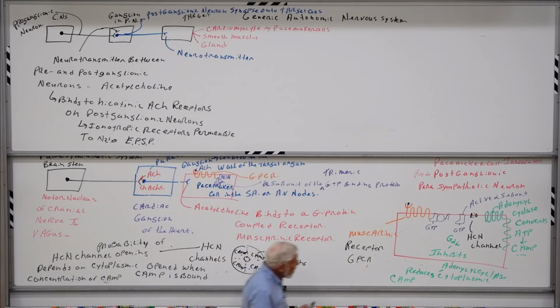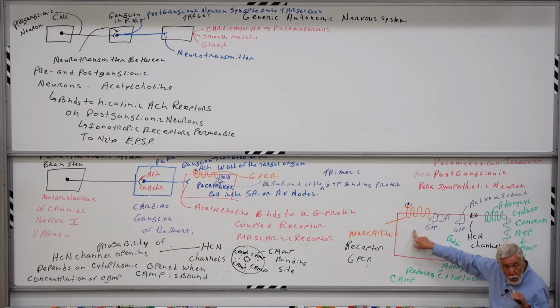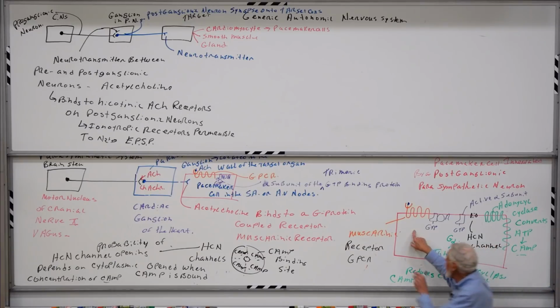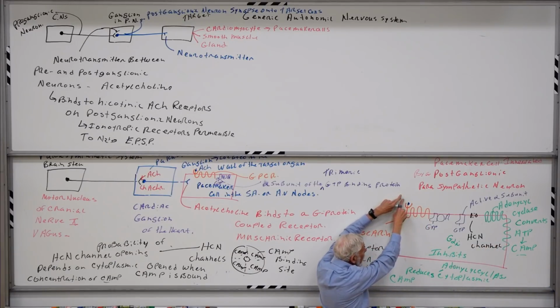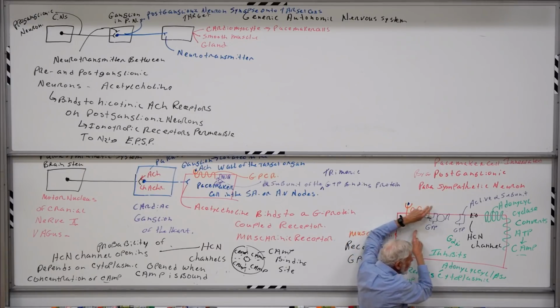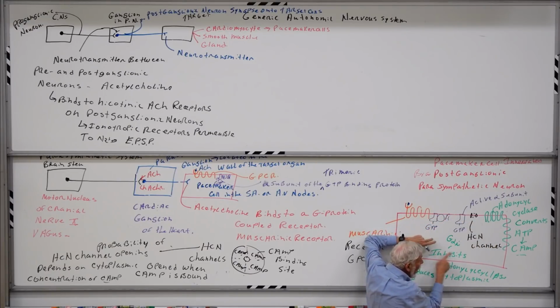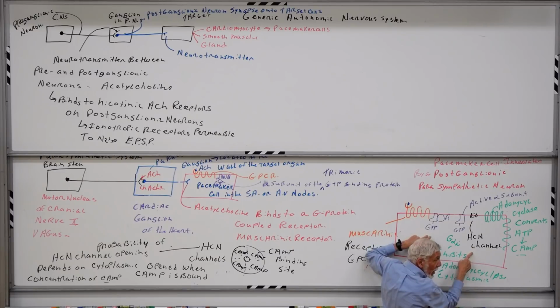So back to this. The probability of opening these HCN channels is dependent upon the concentration of cyclic AMP in the cytoplasm. The amount of cyclic AMP we have in the cytoplasm is under the control of adenylyl cyclase. So through the parasympathetic branch, the release of acetylcholine from the postganglionic parasympathetic neuron binding to this G protein coupled receptor, we now reduce activity of adenylyl cyclase through G-alpha I. That lowers the concentration of cyclic AMP in the cytoplasm.